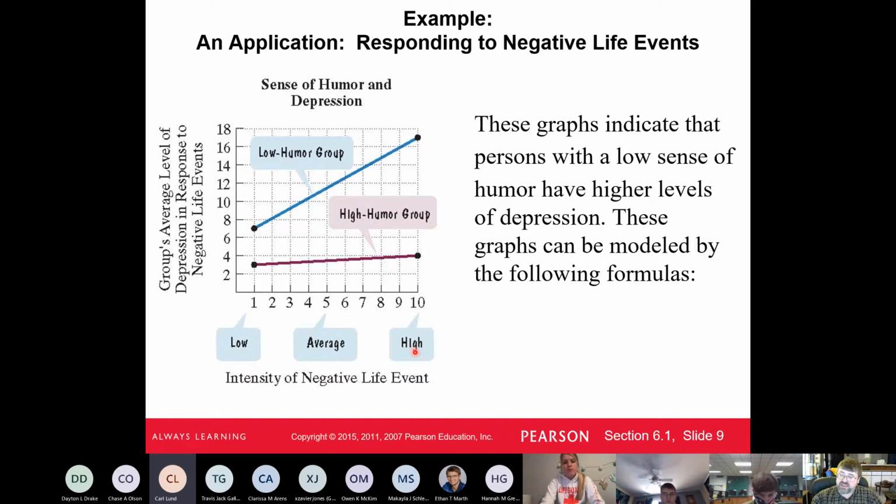So a high event, and again, this is subjective. What one person considers really, really negative, someone else might not. But typically, a high intensity negative life event would be something like the death of a very close loved one. Maybe a divorce. Maybe a person who has a significant illness or injury that changes their life. All of those would be a very negative life event.